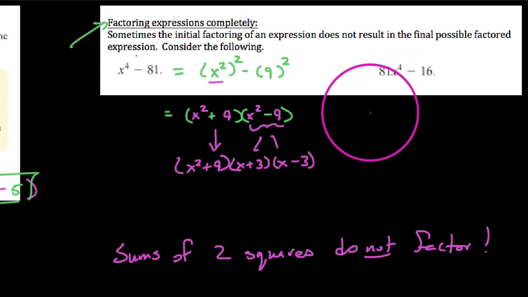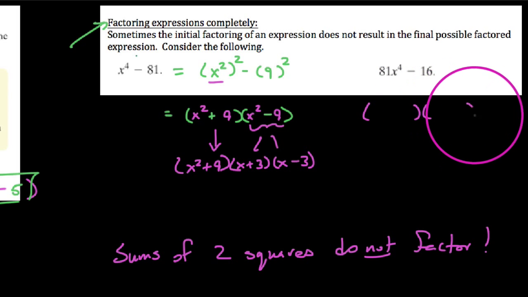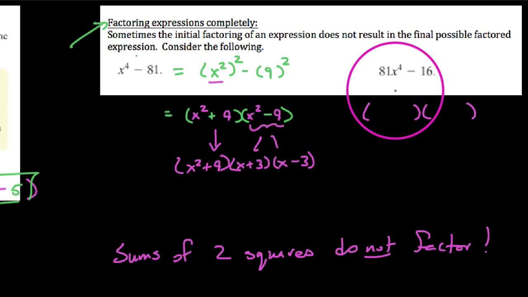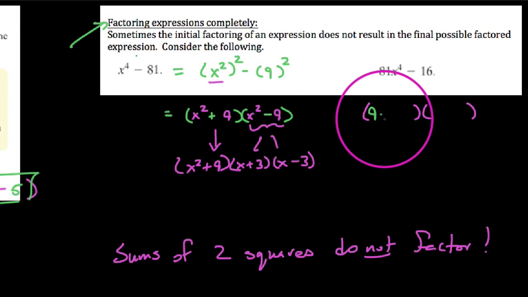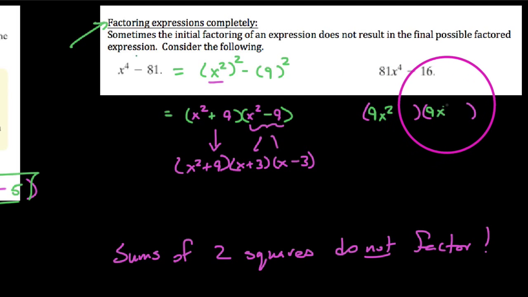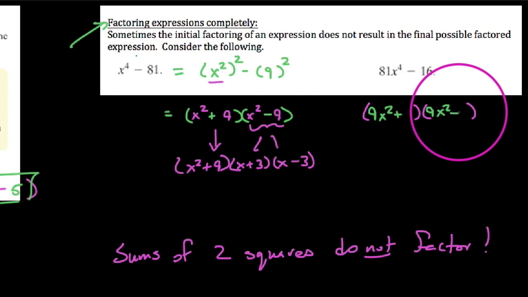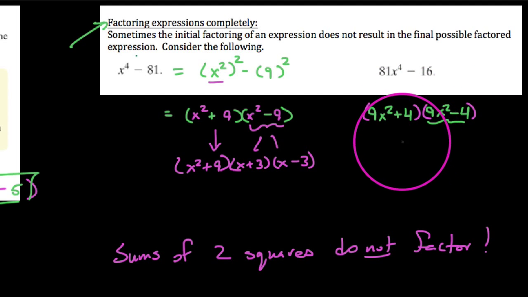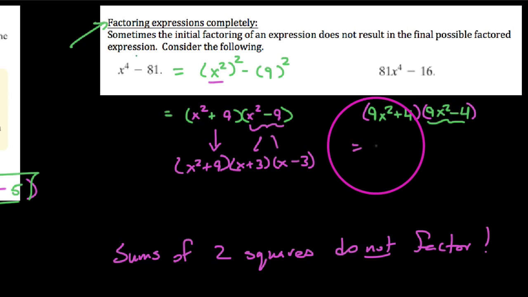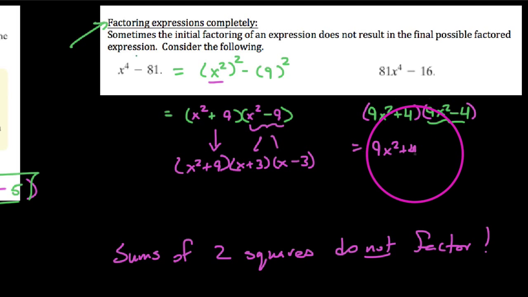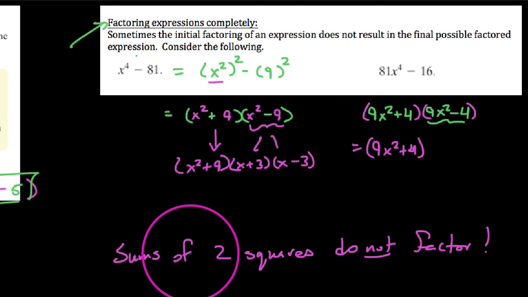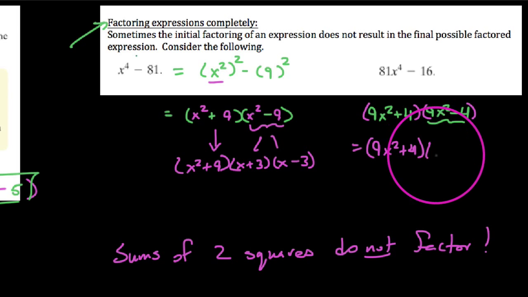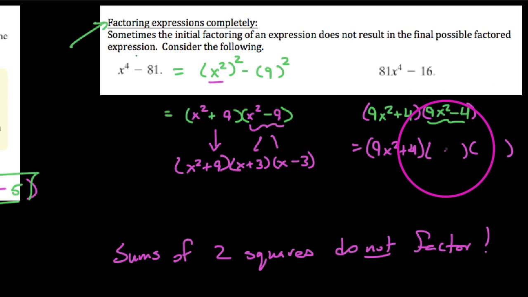So looking at this last example, I notice that 81x to the fourth is a perfect square of 9x squared. And 16 is a perfect square of 4. So again, look at that, it's a difference of squares. Rewriting this, I've got 9x squared plus 4. That doesn't factor, because we said that sums of squares don't factor. But this one does. It factors into conjugate pairs. It's a difference of squares.